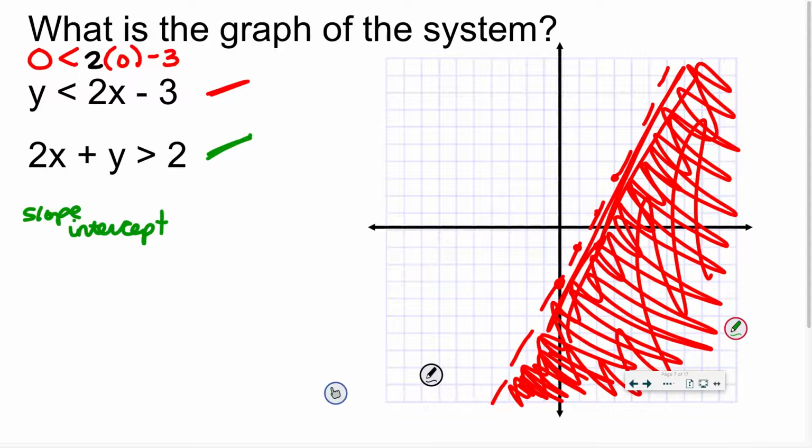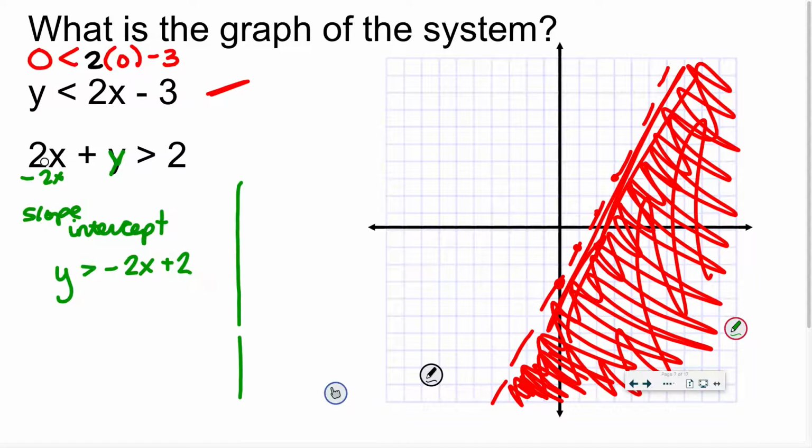What am I going to isolate if I want to put this in slope-intercept form? I need to isolate the y. So what can I do so that the y remains, but everything else moves? Yeah, I can subtract 2x from both sides. So this would become y is greater than negative 2x plus 2. You could graph it that way, or if I didn't want to put it into slope-intercept form, how else could I graph it without moving anything around?